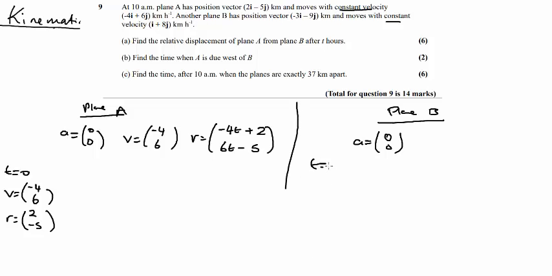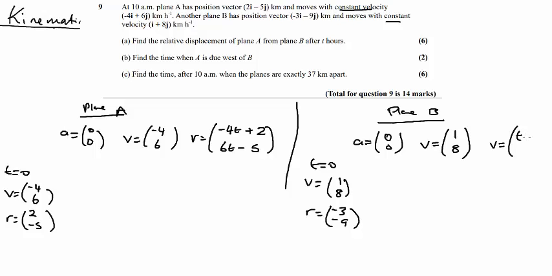What's this one? t equals 0, v equals 1, 8. r equals minus 3, minus 9. So velocity is 1, 8, and r is t minus 3, 8t minus 9. Find the relative displacement of plane A from plane B.